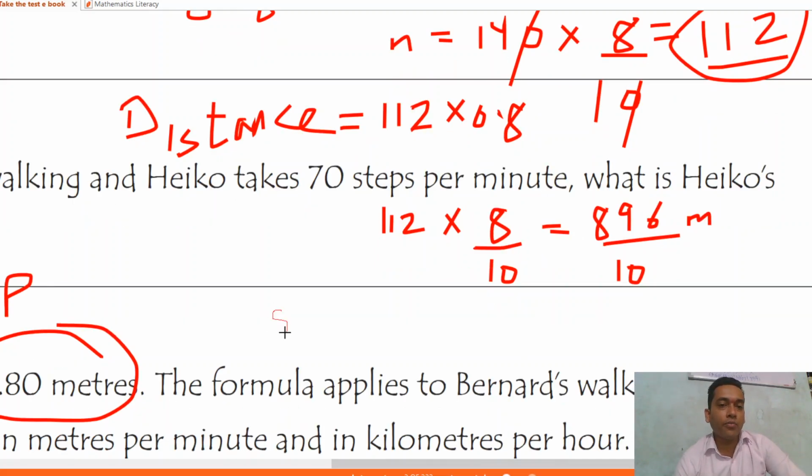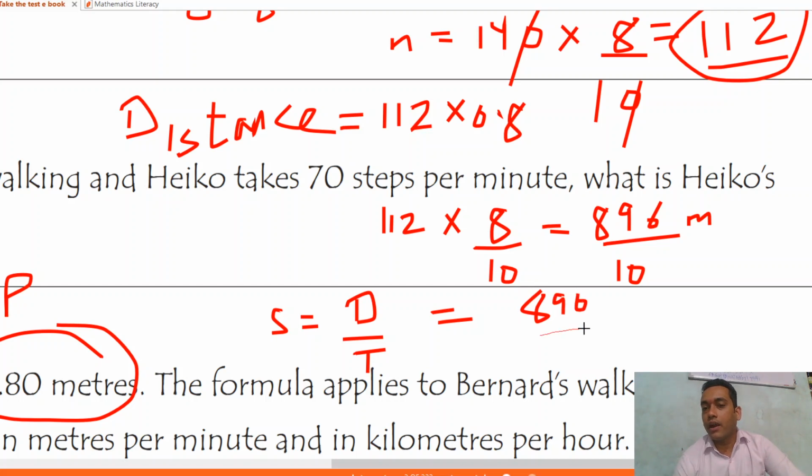So what is the formula of speed? The formula of speed is distance divided by time. Okay, so distance is this much, 896 by 10 or 89.6, and divide by time, which is 1 minute. If we divide it by 1, no changes will be there, and it is meter per minute. So the speed is 896 by 10 or 89.6 meter per minute.